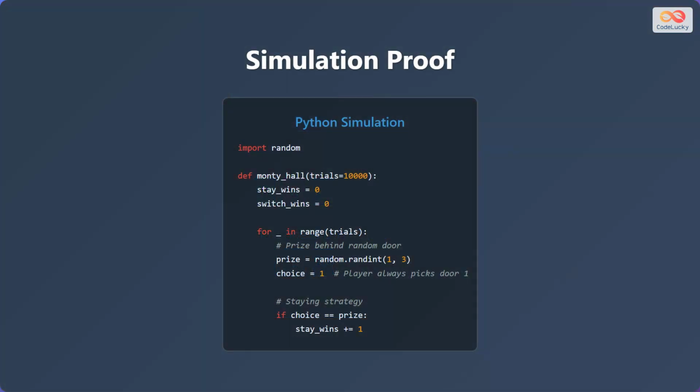Here is a simple Python simulation to demonstrate the concept. The code randomly assigns the prize behind one of the 3 doors and simulates the game show scenario for a large number of trials. By comparing the win rates of staying versus switching, you can empirically observe that switching doors results in a higher probability of winning.